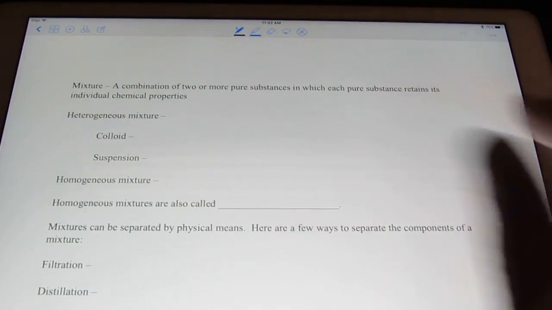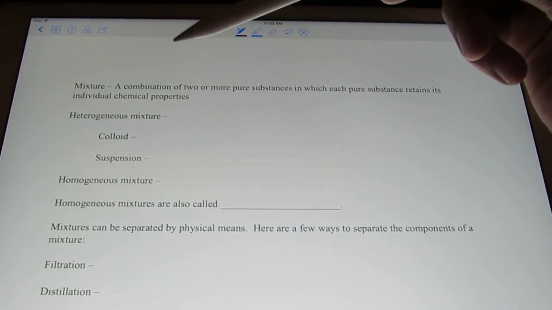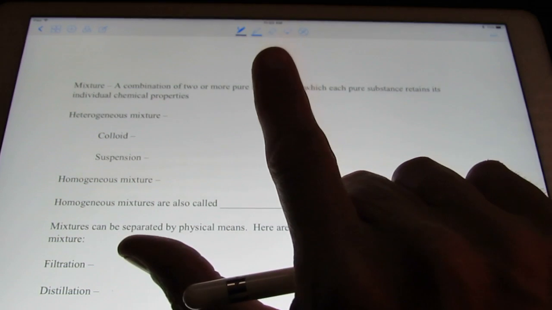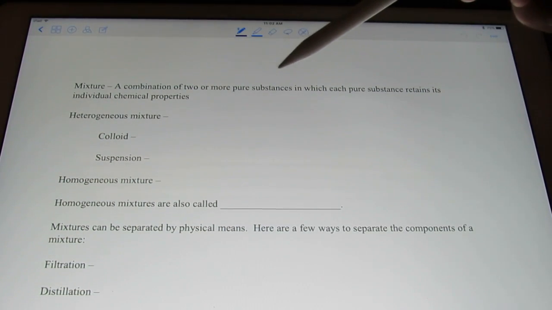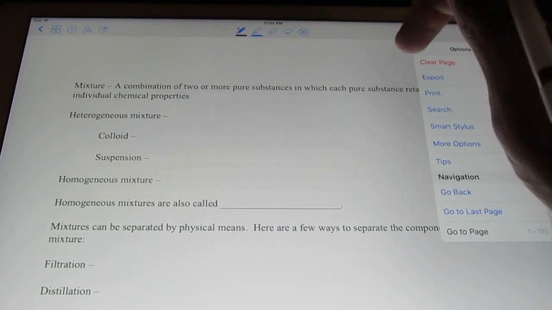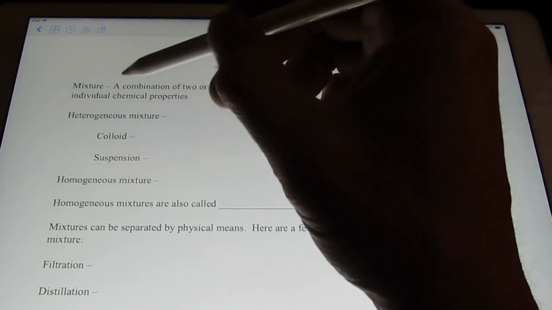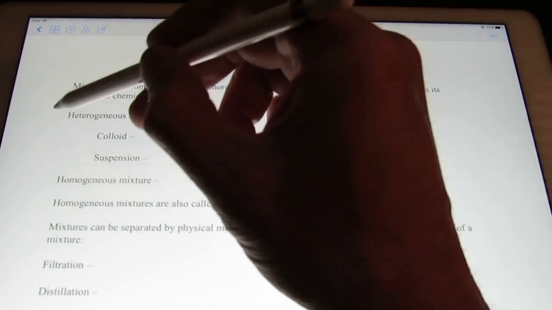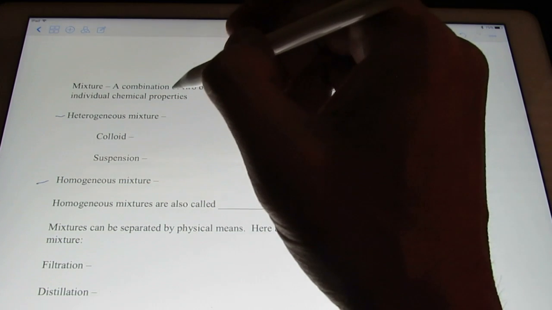All right, the second broad category would be mixtures. So we talked about pure substances, elements, and compounds. Now we're going to talk about a combination of two or more of those pure substances, in which each pure substance retains its individual chemical properties. Now, there are two kinds of mixtures. There are heterogeneous mixtures and homogeneous mixtures.